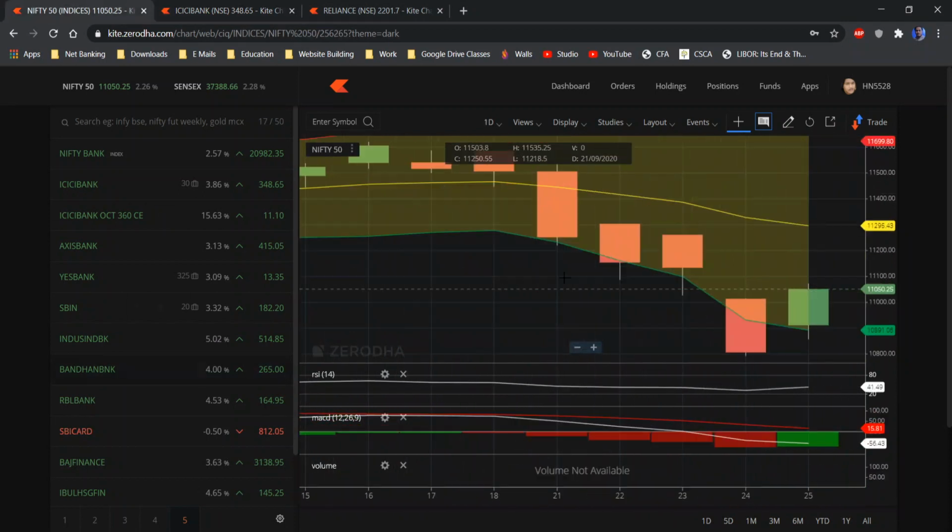But see here, Nifty 50 on 18th of September, it dropped from 11,600 to 10,800.